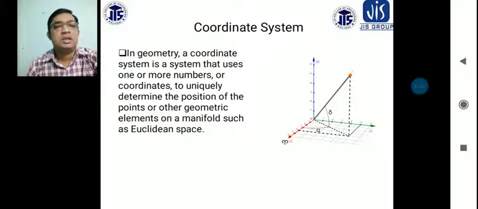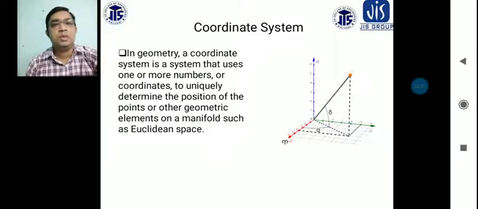Basically, different coordinate systems are used for different positions, and according to your movement, such as rotations and translations, different coordinates and systems will be considered.